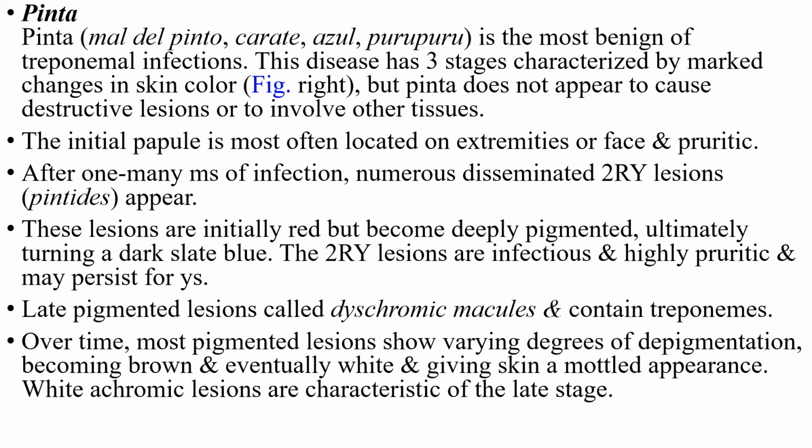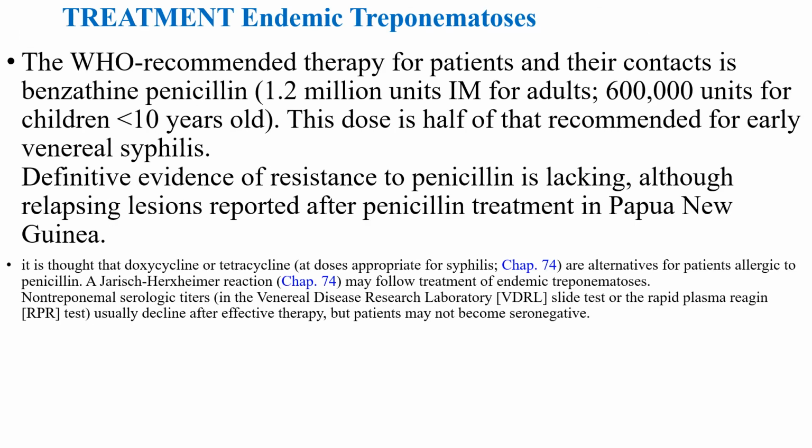Late pigmented lesions are called dyschromic macules and contain Treponema. Over time, most pigmented lesions show varying degrees of depigmentation, becoming brown and eventually white, and giving the skin a mottled appearance. White achromic lesions are characteristic of the late stage.